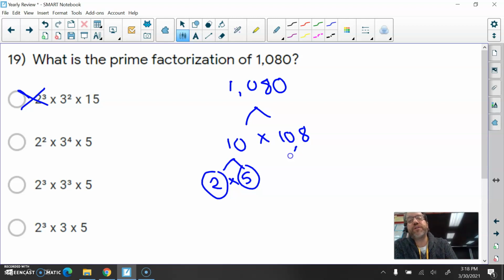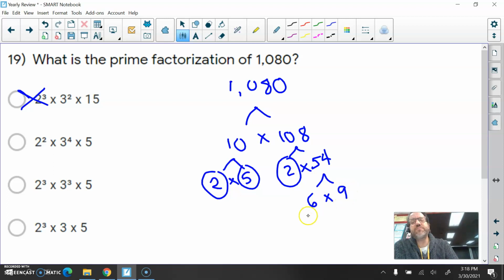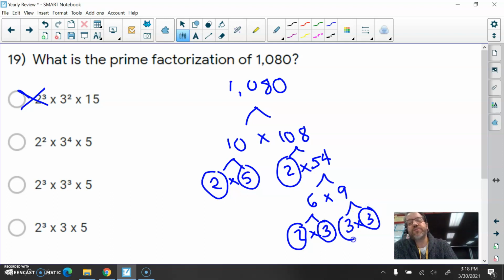Now let's break apart 108. Well, 108 is even, so I know 2 goes into it. And 2 times 54 is equal to 108. 2 is prime, I'll circle it. And then I'll split apart 54. That's 6 times 9. Both of these can be split apart even more. 6 is 2 times 3. Now those are prime, so I'll circle them. 9 is 3 times 3. Those are prime, I'll circle them.